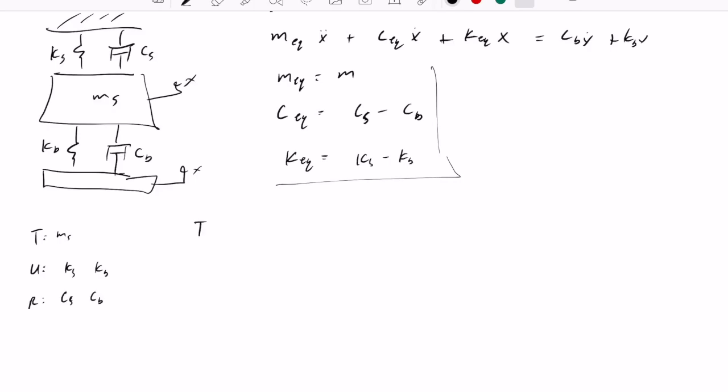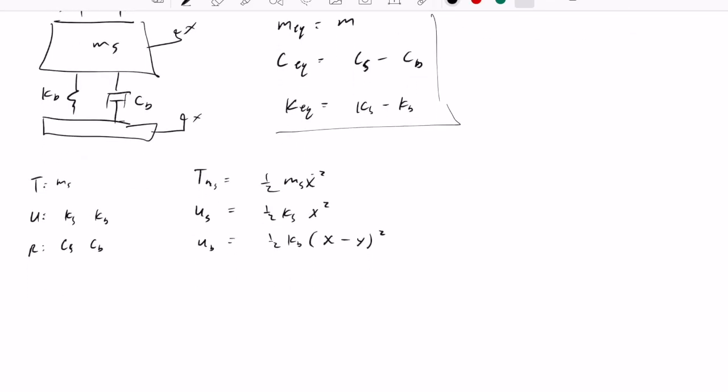The kinetic energy of the mass is 1/2 m_s x dot squared. That's easy, okay? The potential energy of this spring is 1/2 k_s x squared. There's no dot there, just x squared. The potential energy of the spring at the base is 1/2 k_b of (x minus y) squared. I'm pretty sure my notes have a mistake in them.